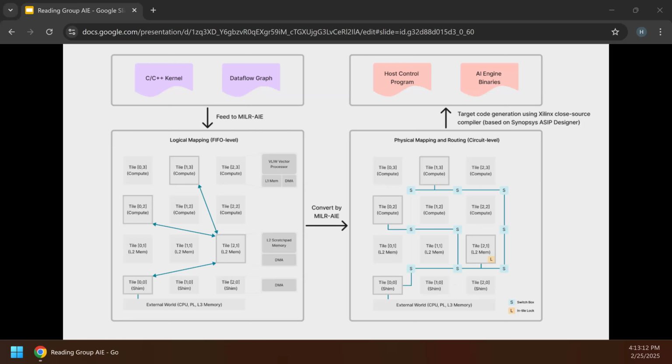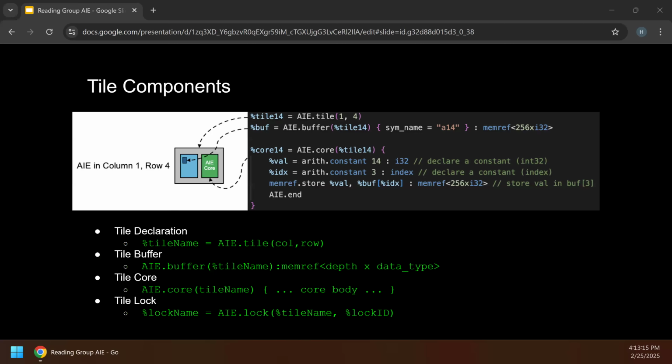Here is a basic introduction to the AI engine tile components with the representation of AIE dialects. So as we can see, the AI engine tiles.